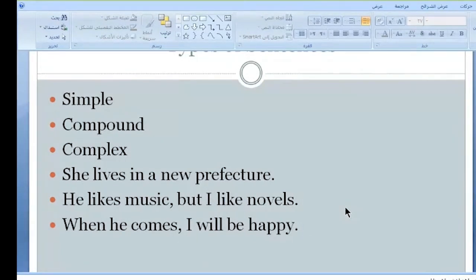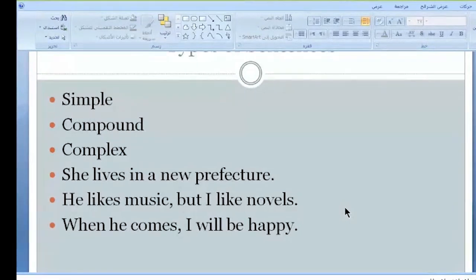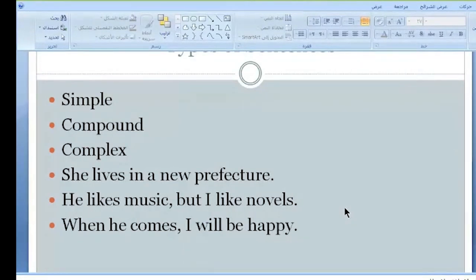يقول he likes music but I like novels. He likes music but I like novels. هسه هذه الجملة مركبة compound. ليش مركبة؟ لأن أكو جملتين رئيسيتين ارتبطا بأداة ربط اللي هي البت. أساسا الجملة المركبة في اللغة الإنجليزية بها 3 أدوات رابطة، الأند والبت والأور.